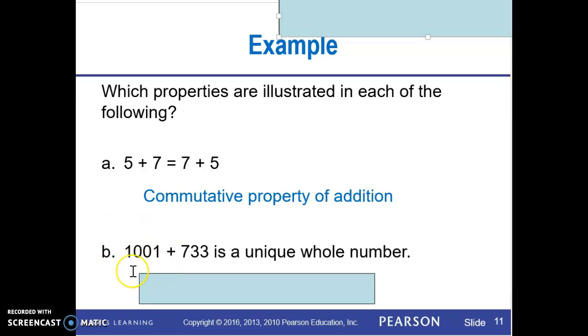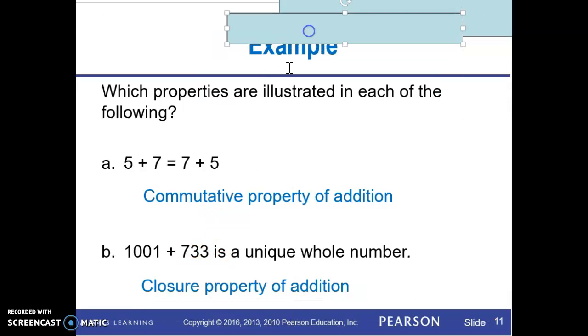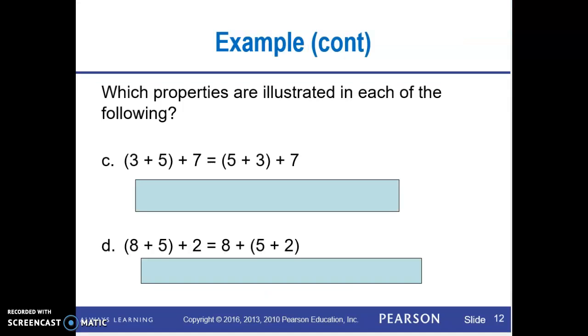All right, this one says if I add together 1001 and 733, I get a unique whole number. That's the closure property. That number exists, it is itself a whole number, and that whole number is unique. So that's the closure property. Okay, how about this one? (3 plus 5) plus 7 with the parentheses here, (5 plus 3) plus 7 with the parentheses here.